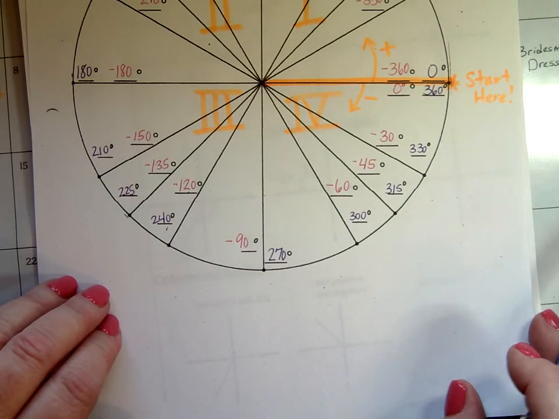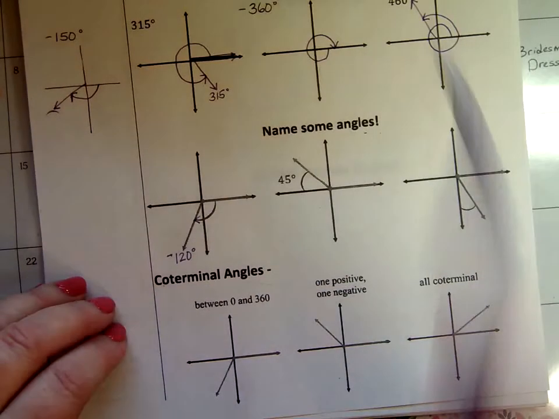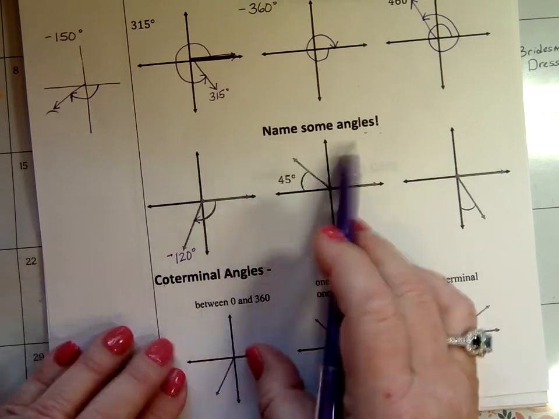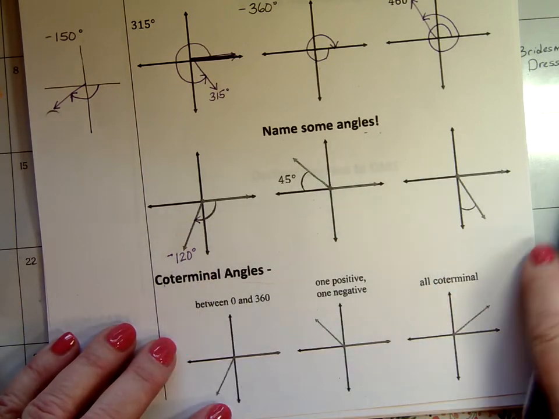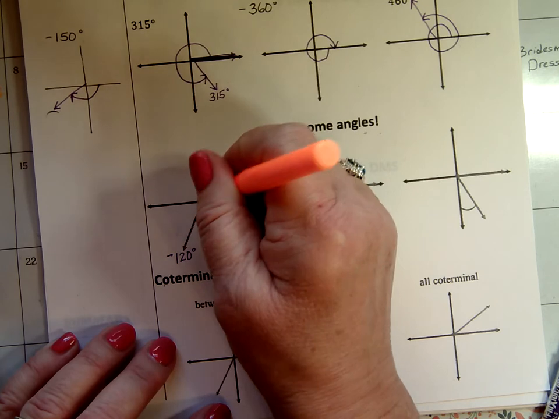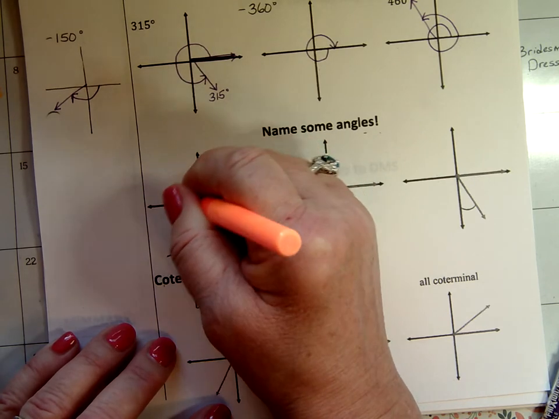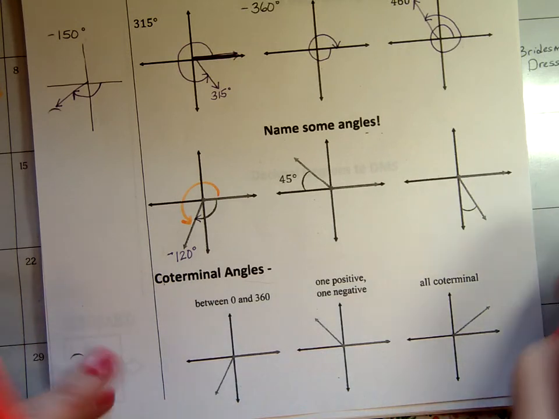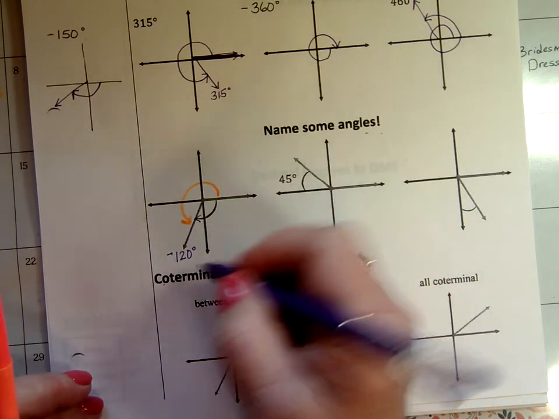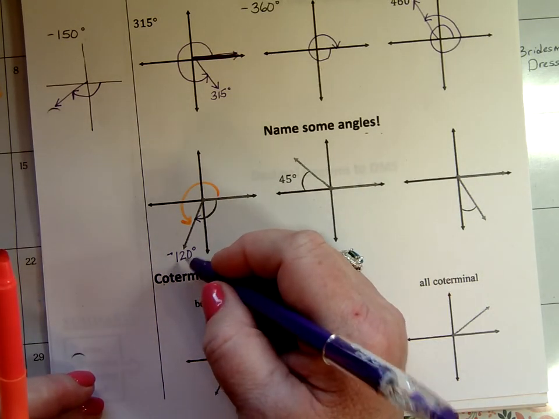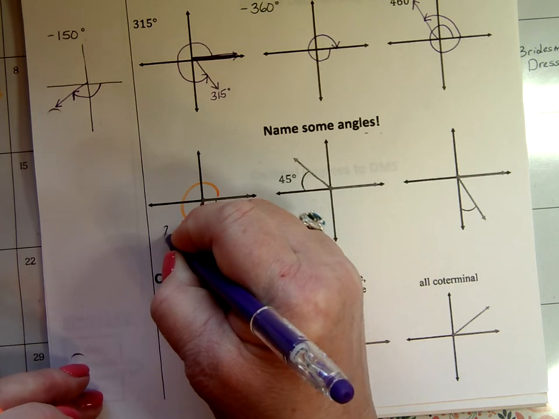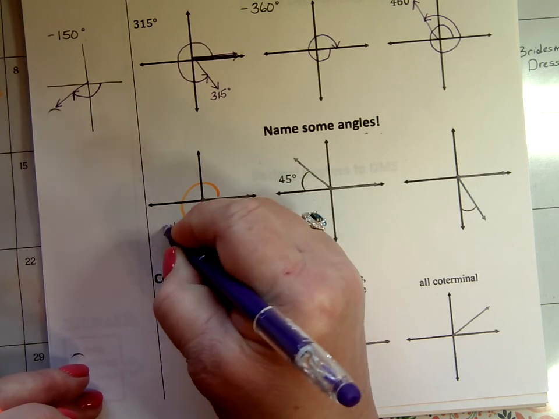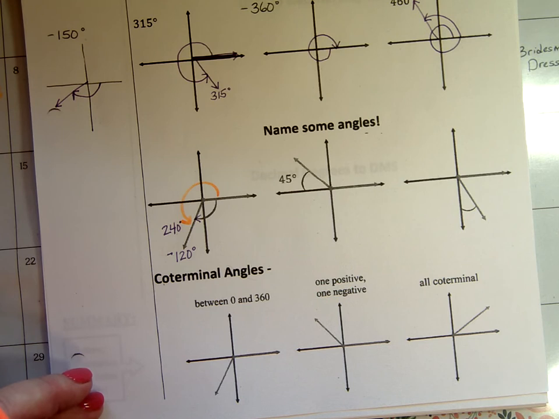Okay. All right, so there's my name some angles. This guy would be a negative 120. What would it be if I went positive? That means I would be going this way around. Well, negative 120. If I take 120 from 360, I get 240. This would be 240 degrees in a positive direction. If they'd asked me that, but they didn't.